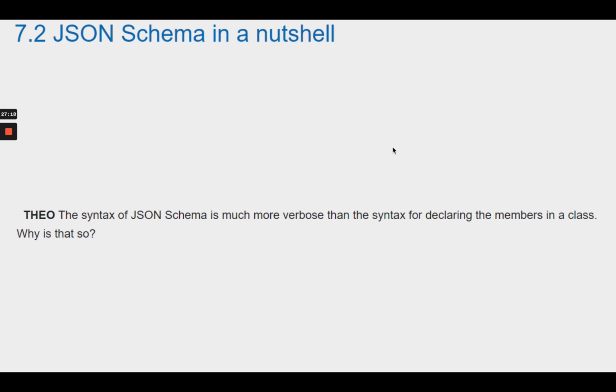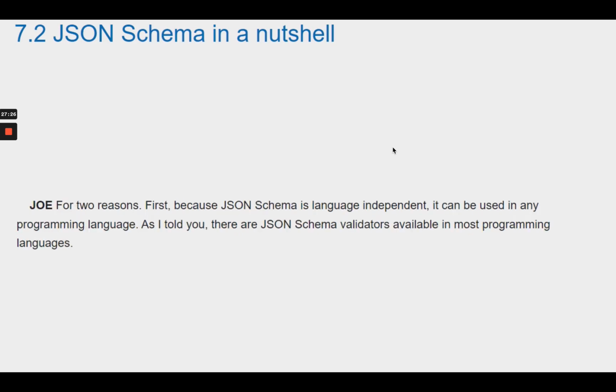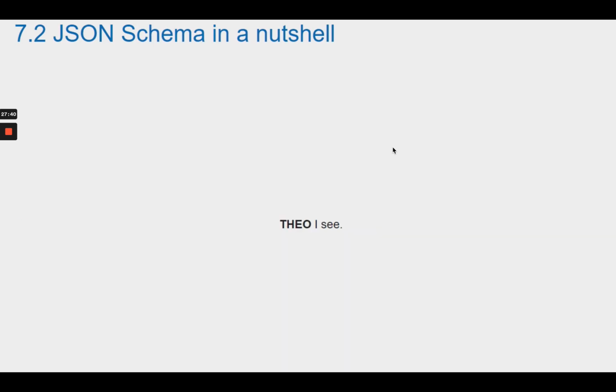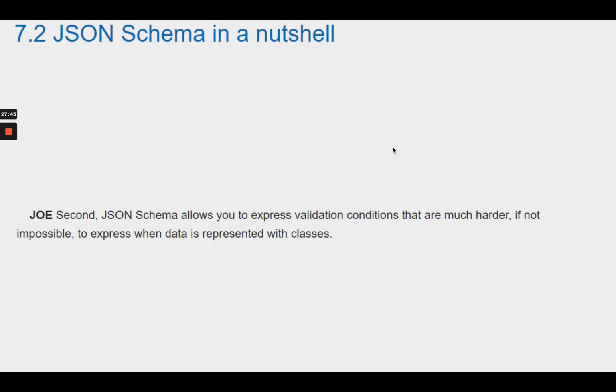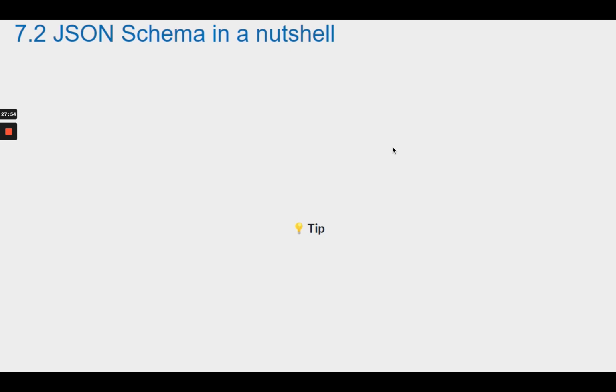Theo: The syntax of JSON schema is much more verbose than the syntax for declaring the members in a class. Why is that so? Joe: For two reasons. First, because JSON schema is language independent. It can be used in any programming language. As I told you, there are JSON schema validators available in most programming languages. Theo: I see. Joe: Second, JSON schema allows you to express validation conditions that are much harder, if not possible, to express when data is represented with classes. Tip. The expressive power of JSON schema is high.